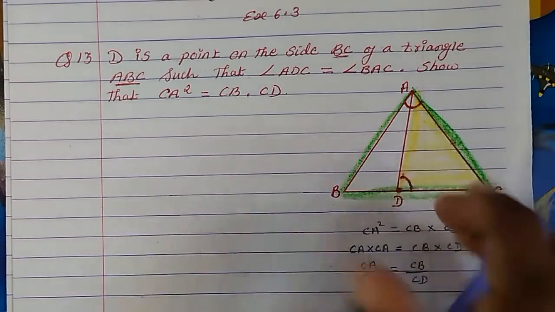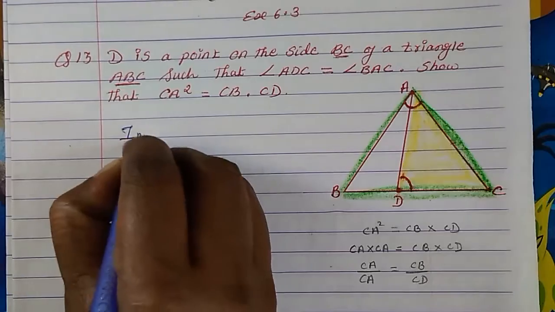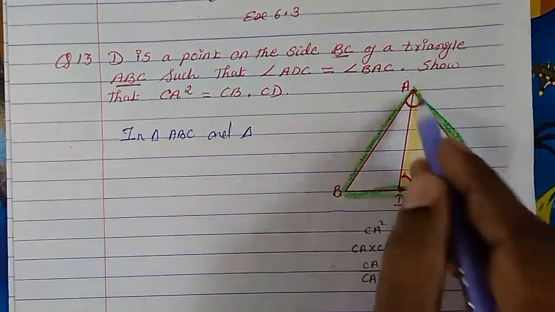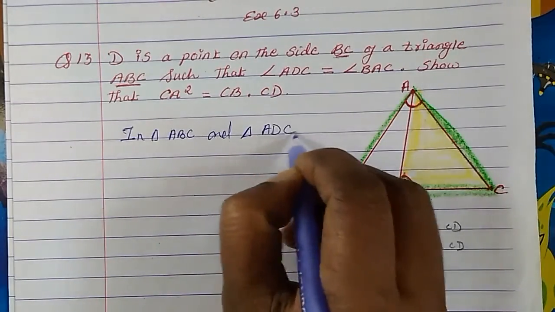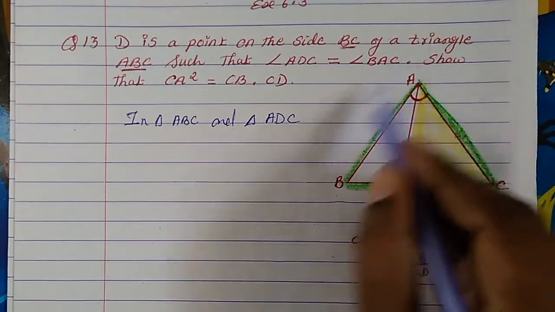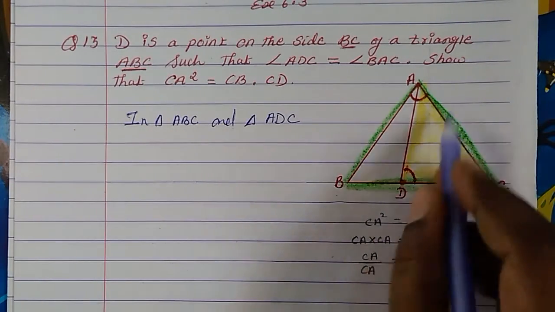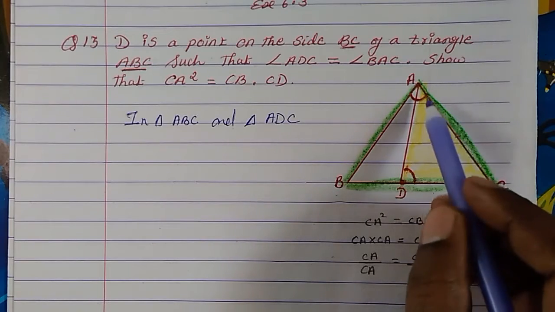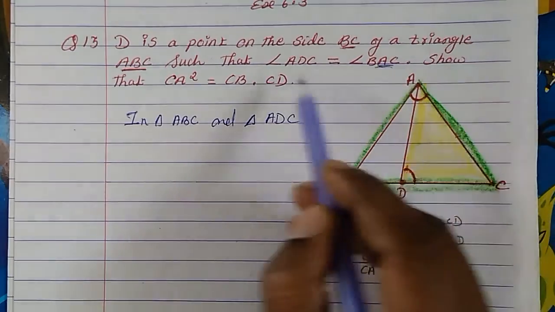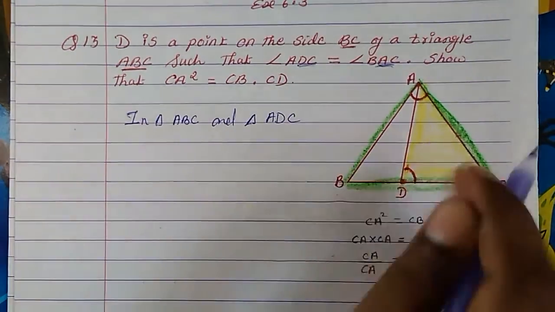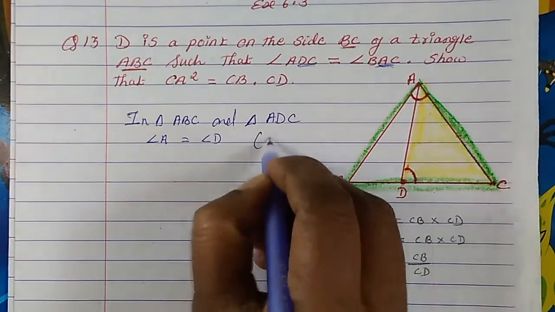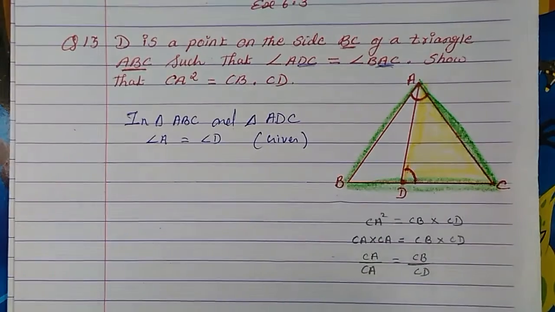So can we write down now? So in triangle ABC and triangle ADC, what are the things given to us now? Let us see. Angle A is of this big triangle, angle D is of the small color triangle. So that means angle A is equal to angle D, already it is given to us. Okay. So in these two triangles, angle A is equal to angle D, that is given to us.